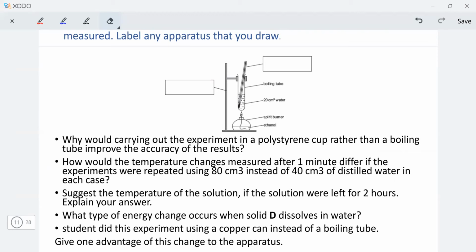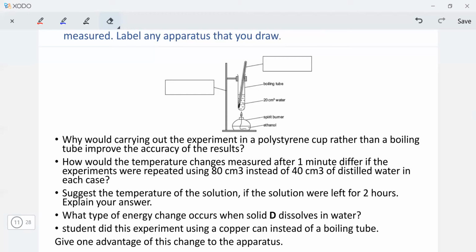So both answers would be correct: half change on temperature, or water would take longer time to heat up. Then, suggest a temperature for the solution if the solution were left for 2 hours. If I'm going to do my experiment and leave it for 2 hours, what will happen? You will find that the solution is going to retain the room temperature.